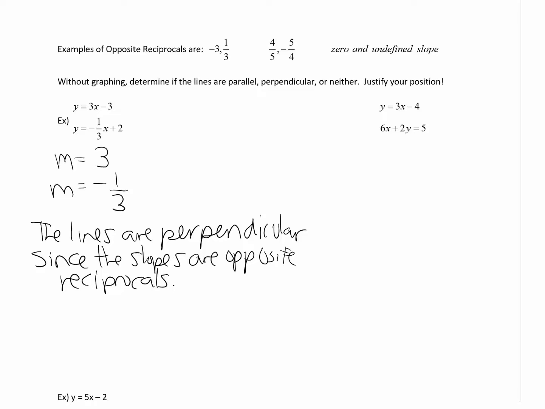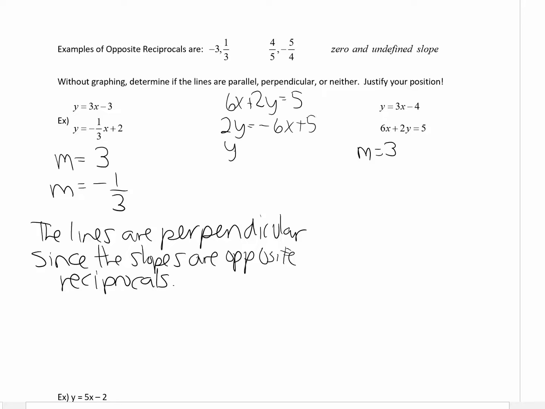Okay, let's take a look at the next example then. Again, the top equation, the slope is 3. The problem is the bottom equation is not in slope-intercept form, so we need to get it there. So I'll do that here. So remember, I've got to solve for y. Subtract the 6x and divide by 2.